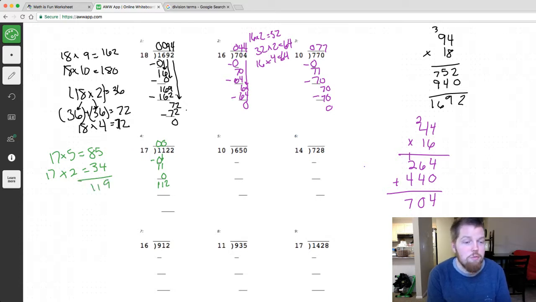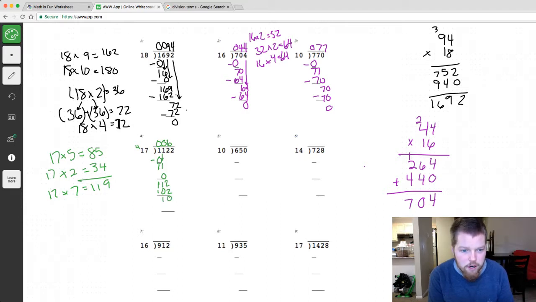119. So that's too much. That would be 17 times 7, so we'll have to go with 17 times 6. Now you can do your multiplication on the fly here. 6 times 7 is 42. We'll write down the 2, carry the 4. And 6 times 1 is 6 plus 4 is 10. And then we'll do our subtraction. We'll get 10.